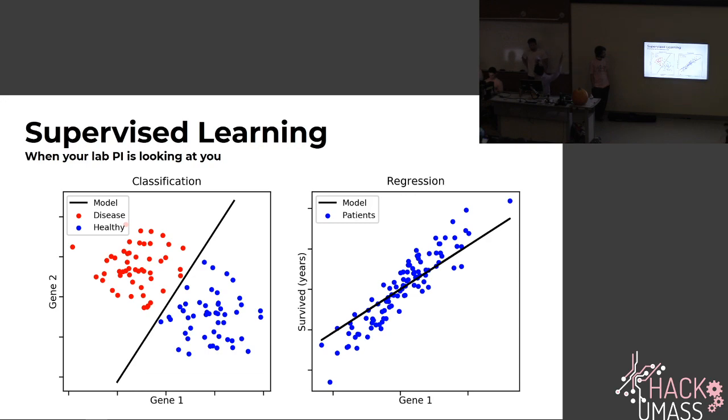You can see here I have these two graphs. There are two subtasks within supervised learning, called regression and classification. Again, big words that don't actually mean much in practice. The difference between these two is very minimal, but you can think about it as what you want to do with your data.